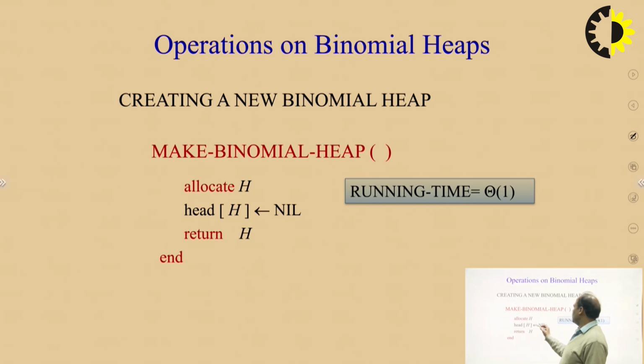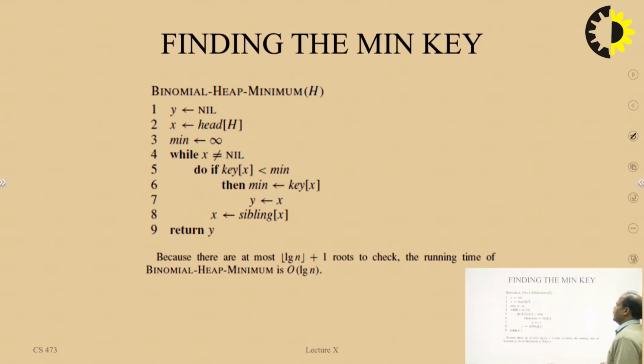Allocate H, and head H will be nil because there are no items. Its running time is θ(1) because it is a constant. Number two is finding the minimum key. It is a very easy operation.